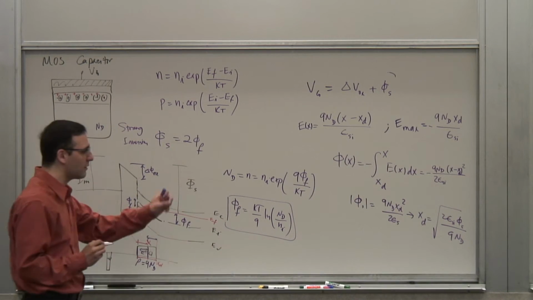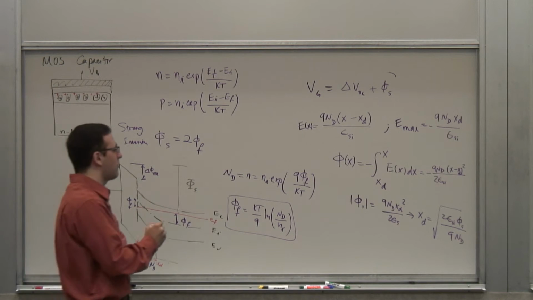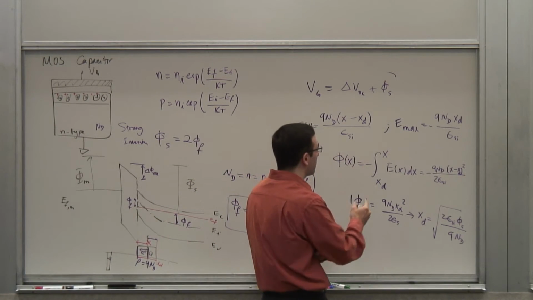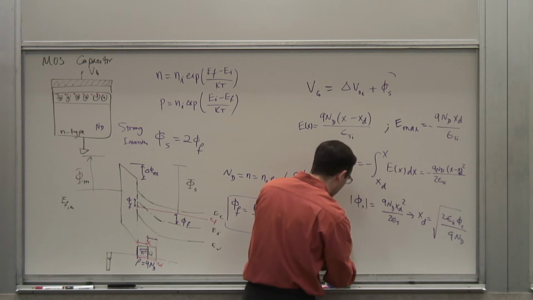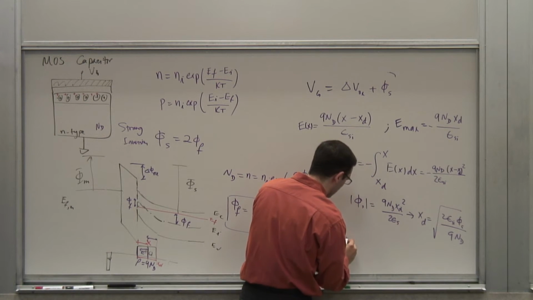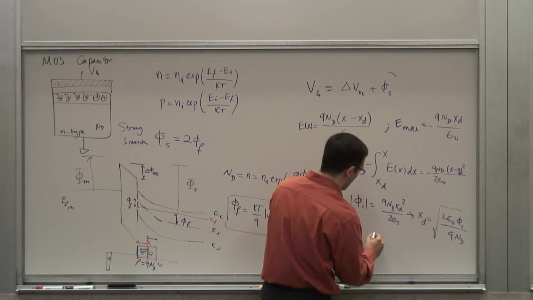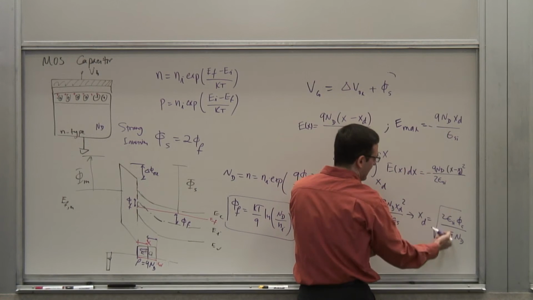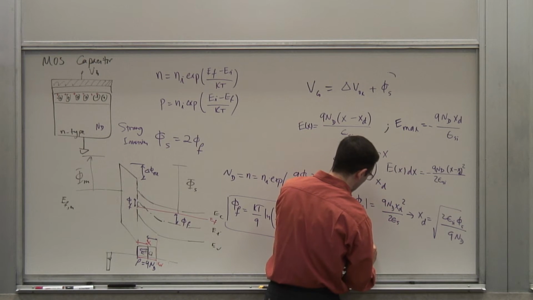That's going to be the width of the depletion region. We can solve for XD in terms of the surface potential. And I can plug it in, I can even calculate the maximum electric field in terms of the surface potential. So Emax is going to be, again, let's drop the minus signs and all that. So this QND and that QND both appear in the numerator under the square root. So I get 1 over epsilon silicon.